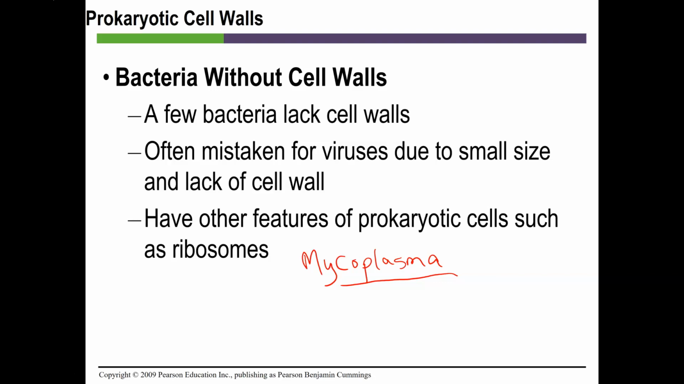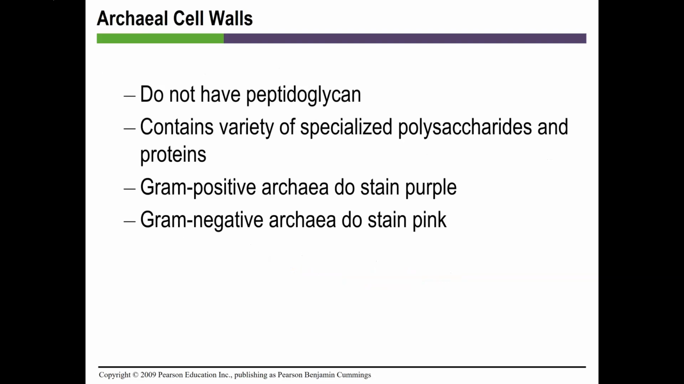I would like to point out that this genus Mycoplasma is not the same as the genus of acid-fast bacteria, which were Mycobacterium. The first part of the name is the same, so if you weren't paying close attention, you could mix those up. Mycoplasma are a cell wall lacking genus, which is an exception to the general structure of the bacteria group. Now a quick word on archaea.